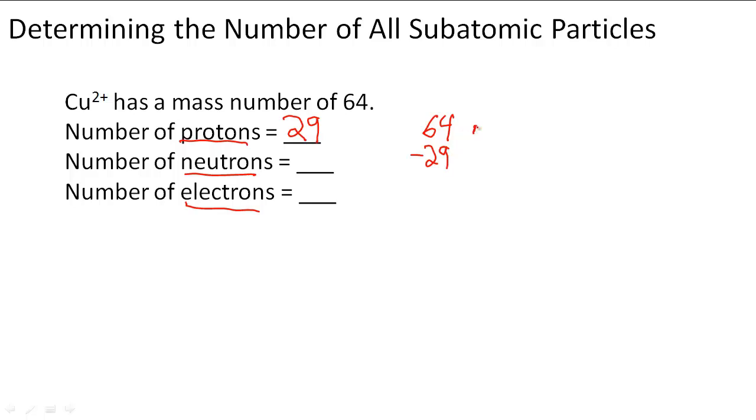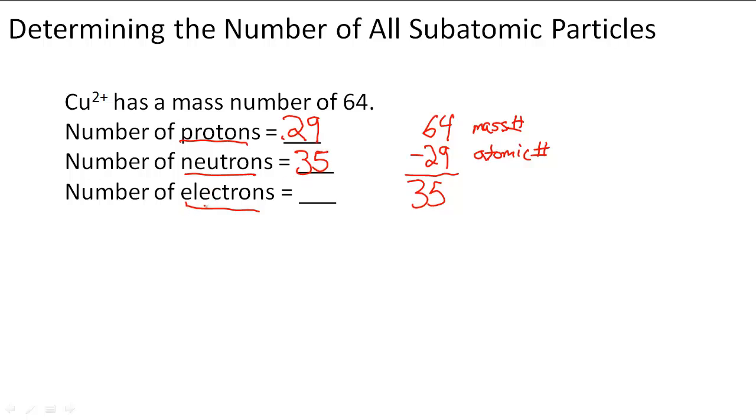so mass number minus atomic number, to just get the neutrons, because mass number is the atomic number, or number of protons, plus neutrons. So I have to subtract the atomic number. And when I subtract 64 minus 29, I get 35. And so I know that the number of neutrons is 35.